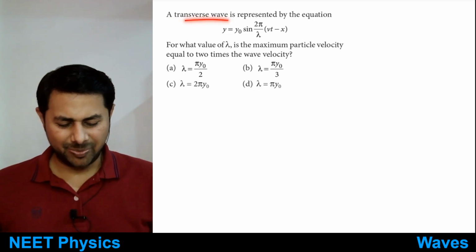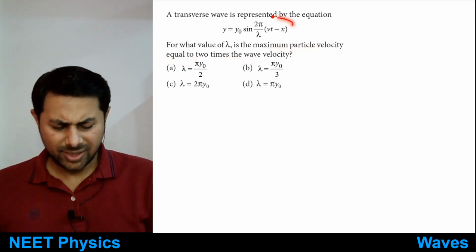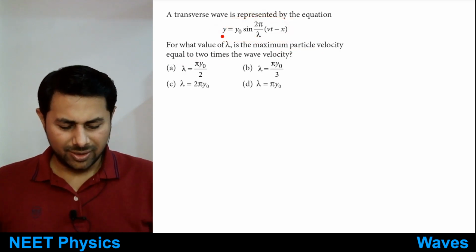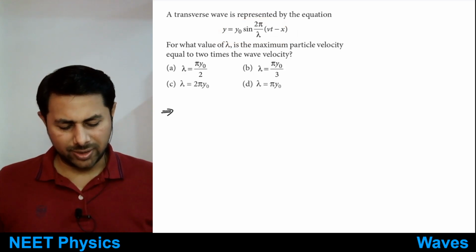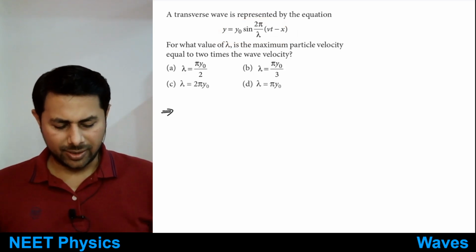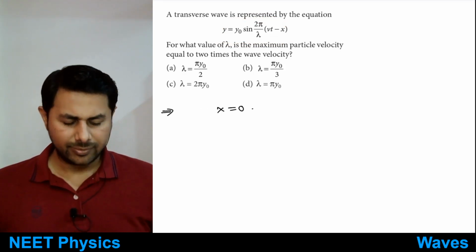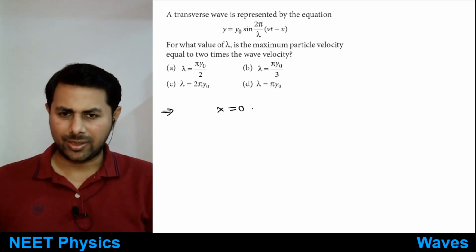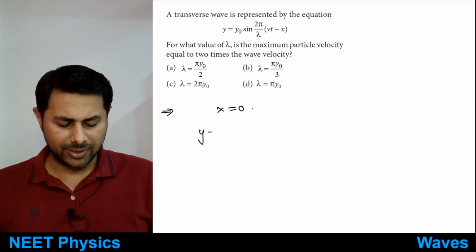A transverse wave is represented by this thing. For what value of lambda is the maximum particle velocity equal to 2 times the wave velocity? So now, just now we solved this kind of question. The maximum particle velocity is 2 times the wave velocity. So again, in this kind of question, what you do is put x equal to 0 first. If you want to find out maximum particle velocity and wave velocity, relate them. Put x equal to 0, so it simplifies. You get y equals y naught sine of 2 pi by lambda times vt.